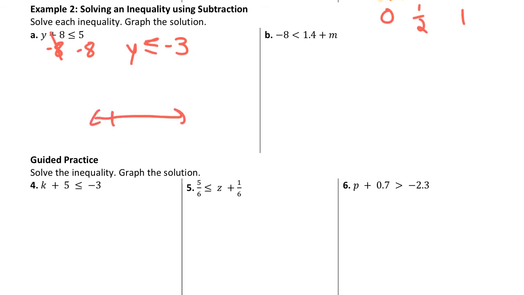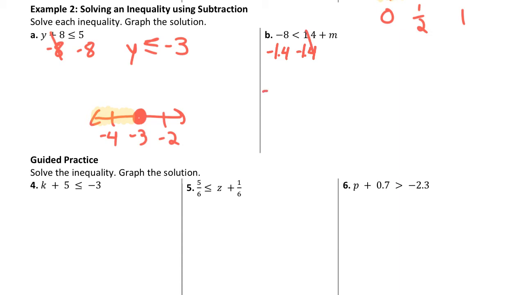Again, 3 numbers on your number line is enough for me to say you know whether to shade left or right. So closed circle at negative 3. And since it's less than, I'm shading to the left. For part B, subtract 1.4 from both sides. And the thing here is, if this 1.4 were negative, I'd be adding 1.4 to both sides. But since it's positive 1.4, I'm subtracting it from both sides because 1.4 minus 1.4 is 0.